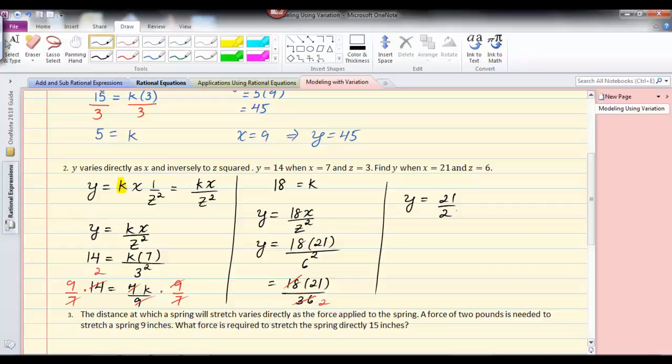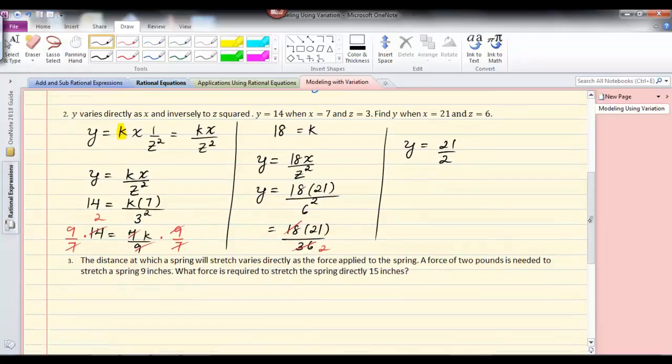If you want to write it as 10.5, sure. If you don't, that's the same thing. The two are exact solutions, so you don't really need to do anything else. That's all there is. Let's look at a word problem.